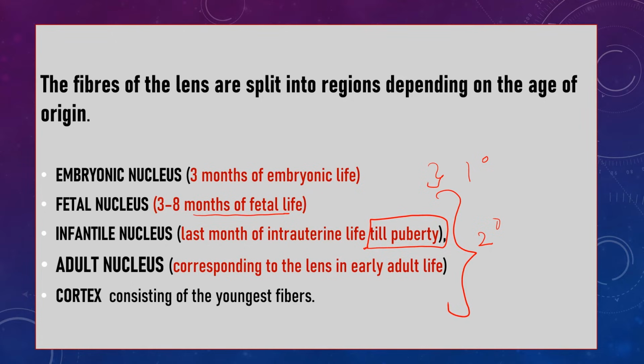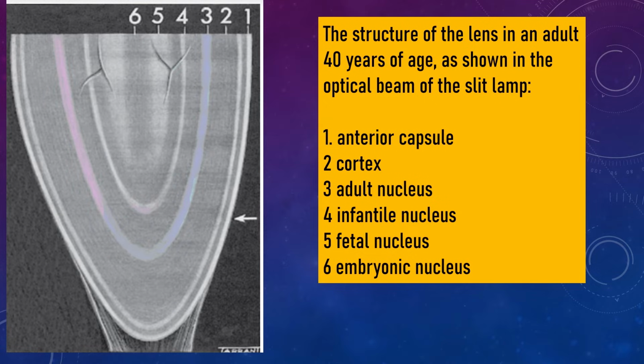Then after puberty, in early adult life, whatever you get from there on is called the adult nucleus, right? And then the youngest fibers, present in the most periphery, are called the cortex. So here, let us try to label that. Suppose this is the structure of a lens in a 40 year old. So let us label it.